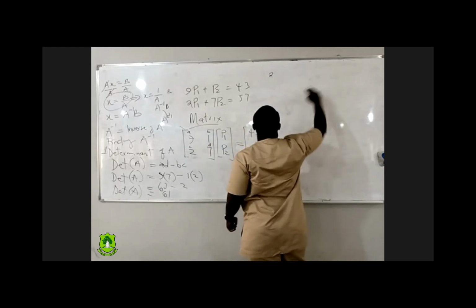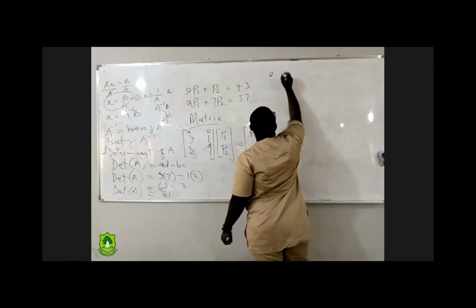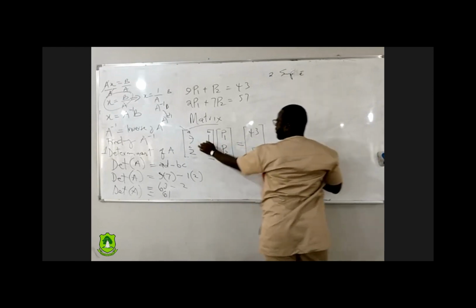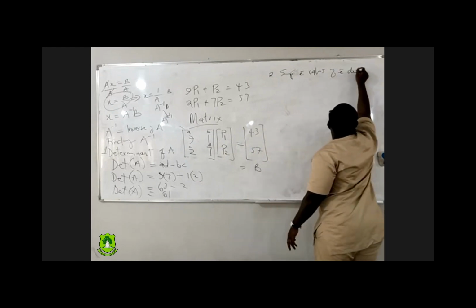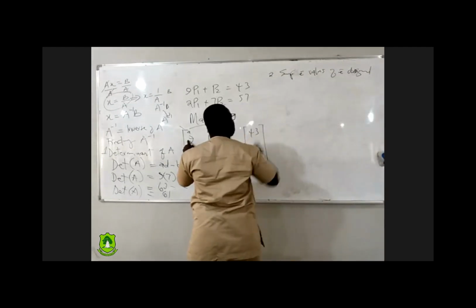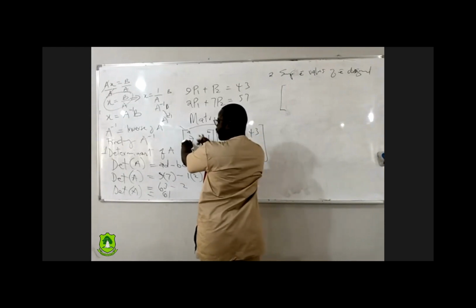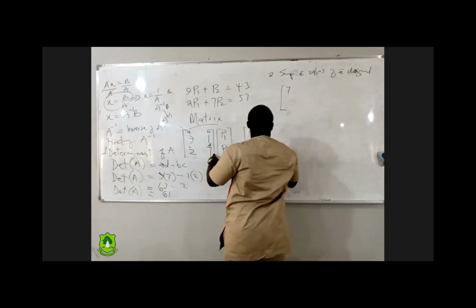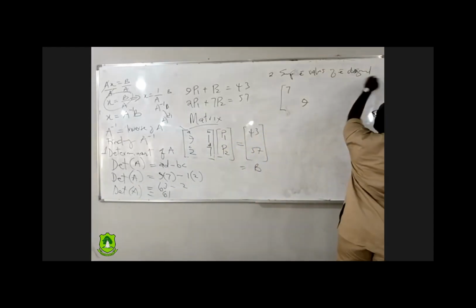So the second step, please follow. The second step is to swap the values of the diagonal. Which means that instead of 9 here, we will put 7. Good. And instead of 7 here, we will put 9. So the second is to swap the values of this one.